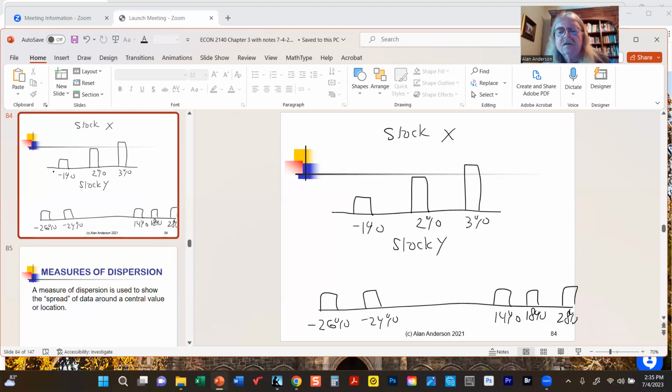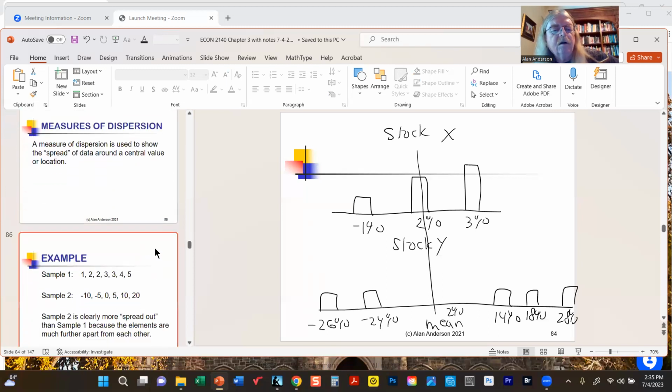All right, so this is not a great drawing, but what I want you to see is with the histograms that stock Y's returns are much further spread out from the center, which is 2%. Okay, so therefore Y is riskier than X. So we'd like to have a number that we can attach to each of these stocks so we can compare them side by side without needing to go through all of this every time.